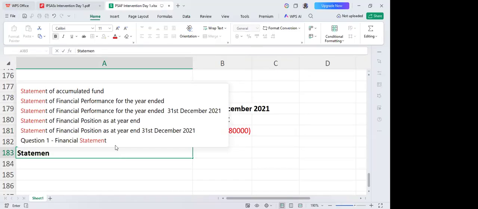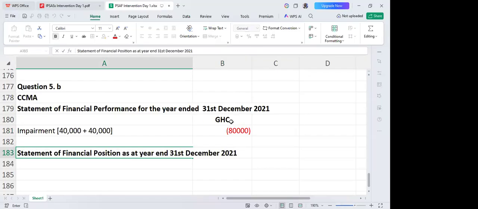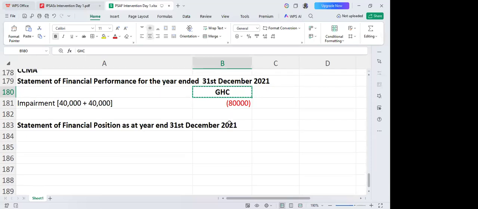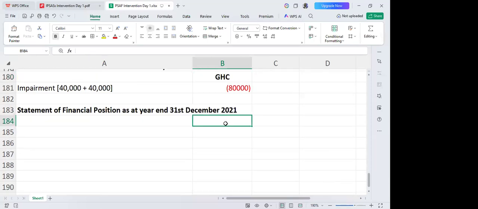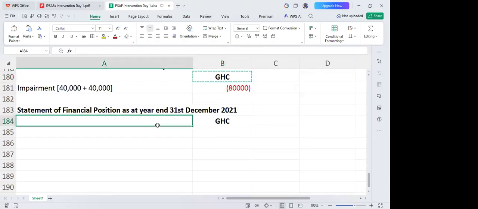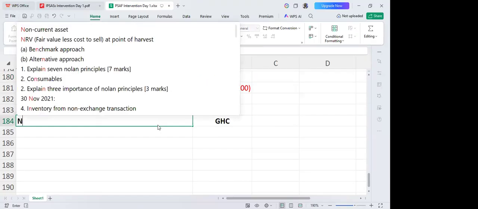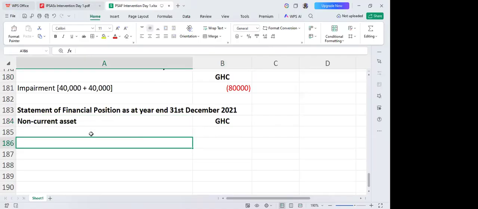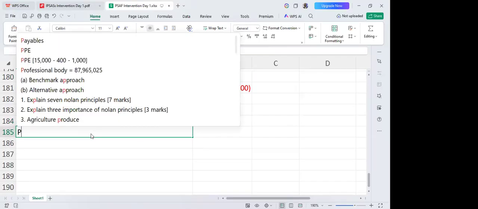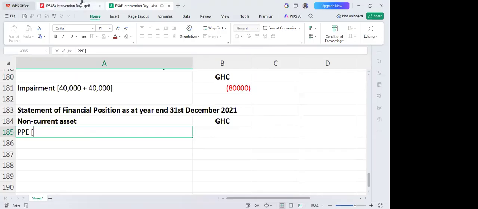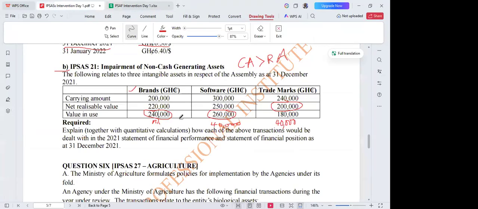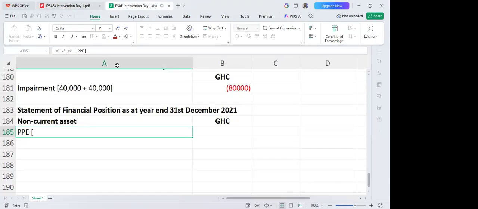Then the statement of financial position. Non-current assets. We'll do PPE here. So we'll bring the current amount for each case. For the brand, bear in mind there was no impairment, so the current amount will still be 200,000.